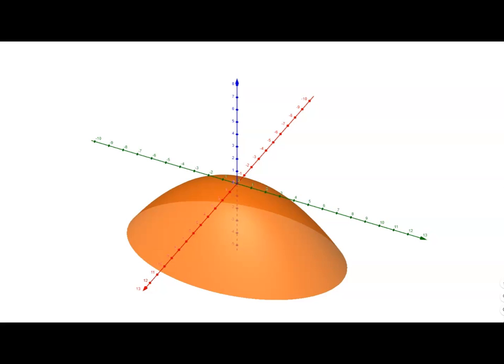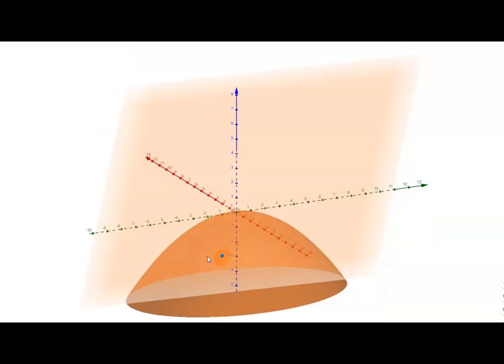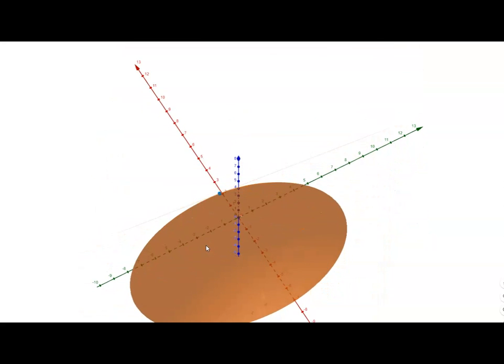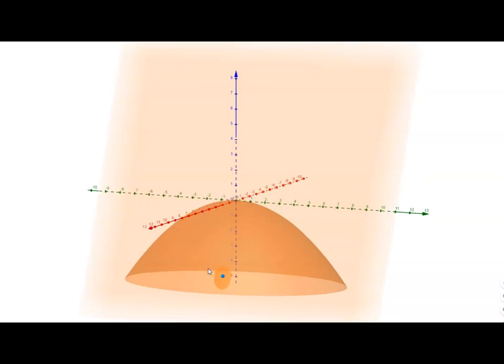Okay, we'll start by putting a point on the surface right here. And through that point, we will construct a tangent plane. Tangent plane is something you should be quite familiar with at this point. This is the plane that touches our surface at only one point right there.